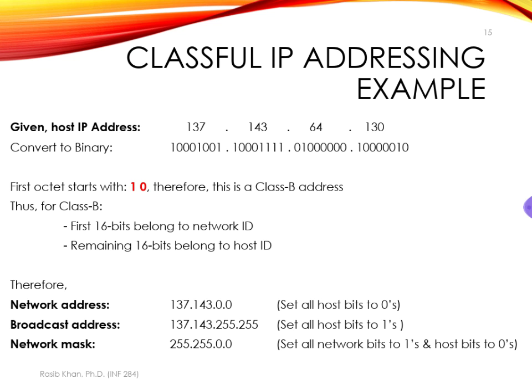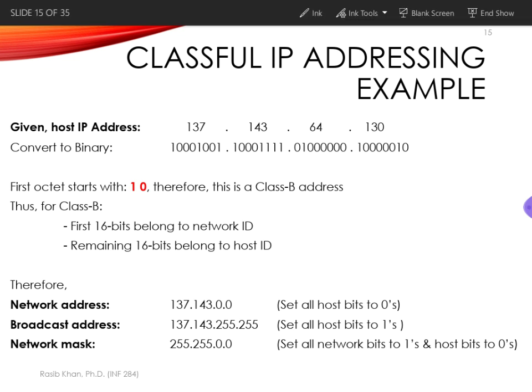So first of all, we have a host IP address 137.143.64.130, right? We will first convert it into the equivalent binary. So 137 would convert to 10001001. Then 143 would be converted to this, and so on and so forth, right? So we are done with our preset. We are given the host IP address, and we convert each of the decimal values to the equivalent binary.